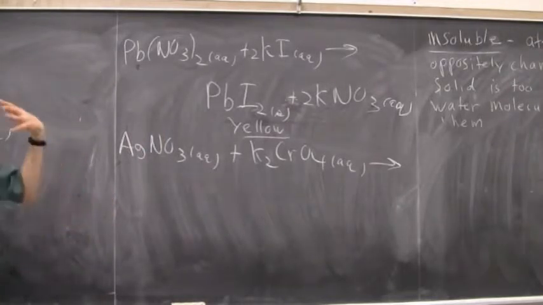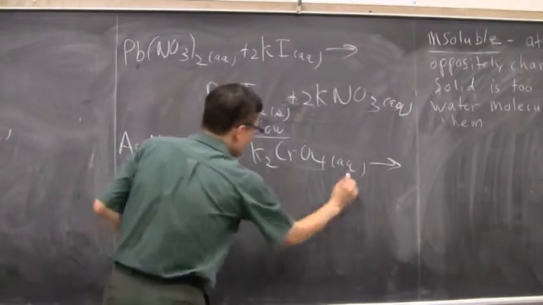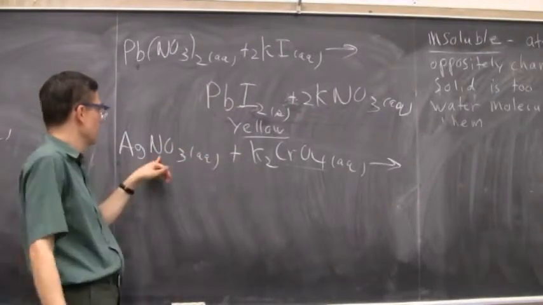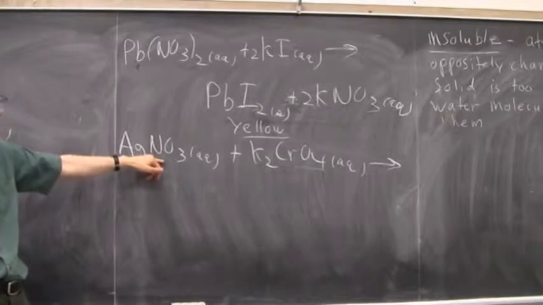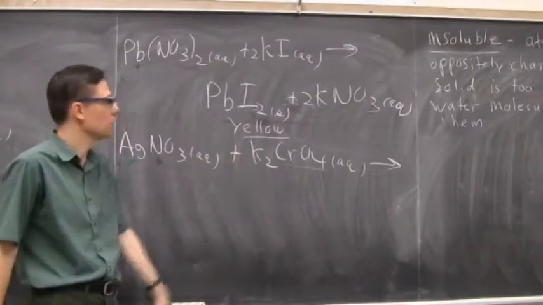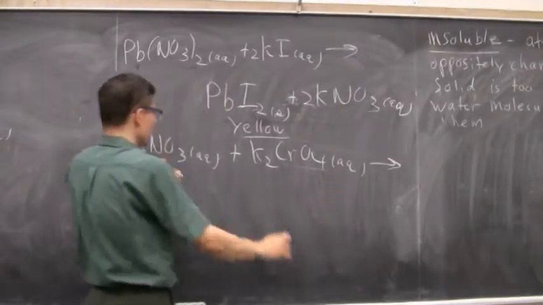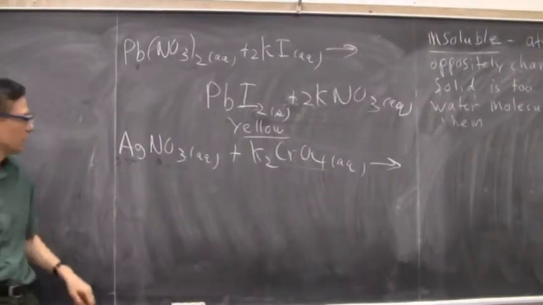So again, double displacement reaction. This is a polyatomic ion here. The chromate has a -2 charge. And we know silver has +1, nitrate has -1, potassium has +1, just like above. So again, the silver is going to go with the chromate, potassium is going to go with the nitrate.